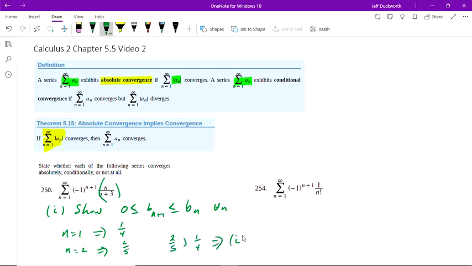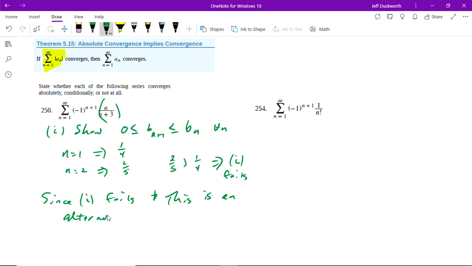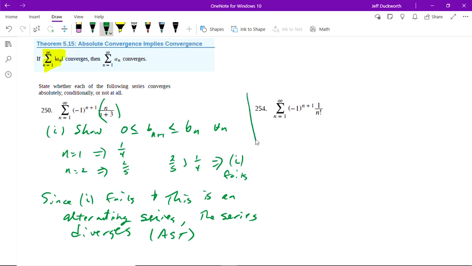So condition 1 fails. And since 1 fails, and this is an alternating series, the series diverges. And you can say by the alternating series test. All right, let's take a look at this 254, though.